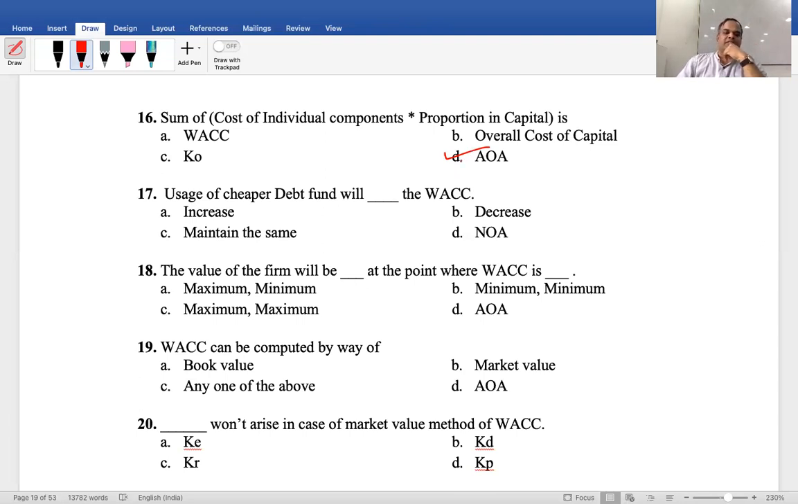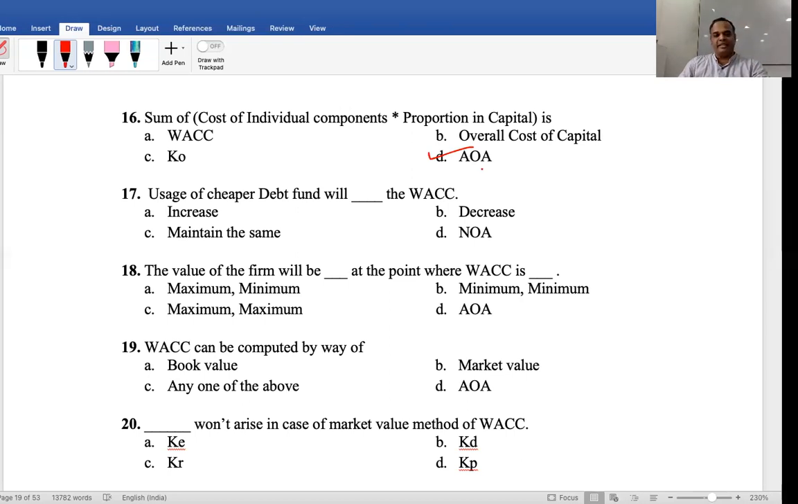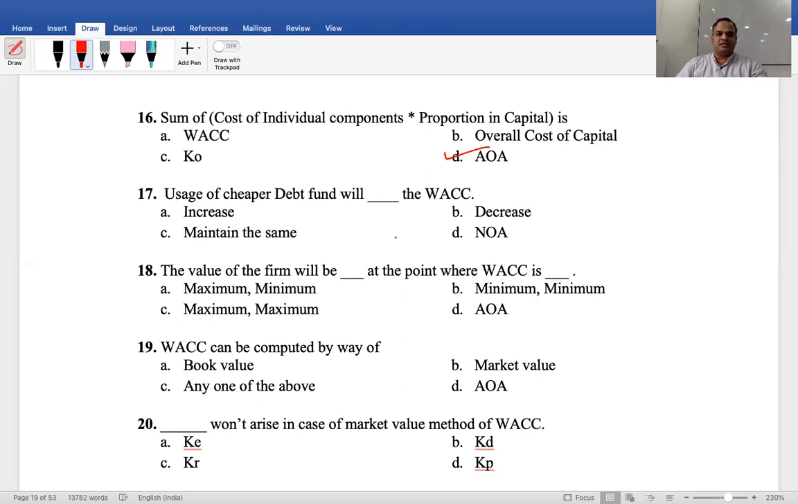Good. Usage of cheaper debt fund will dash the WACC. Increase, decrease, maintain the same, none of the above. Cheaper debt will. Weighted average cost of capital will increase or decrease if I'm going to use a cheaper rate of fund? Decrease. Lower cost of capital is preferable. Weighted average cost of capital also represents cost. Minimization of cost by using the debt fund, overall cost will come down.